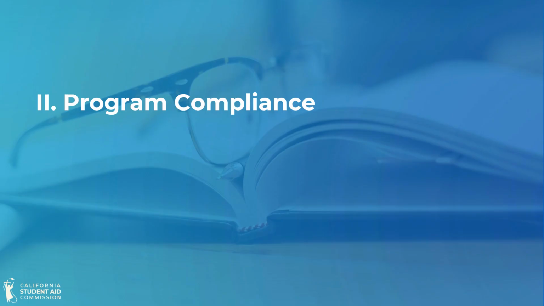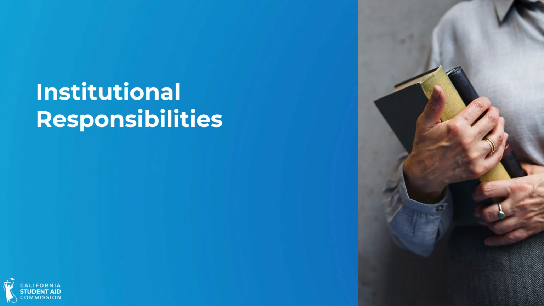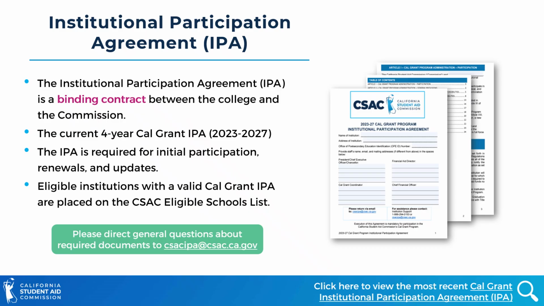Now we're moving on to the second topic of today's presentation, program compliance. To participate in the Cal Grant program, there are a few institutional responsibilities your school must follow to stay compliant. In order to administer Cal Grant, each school needs to complete the Institutional Participation Agreement, or IPA. The current IPA is valid from 2023 to 2027.